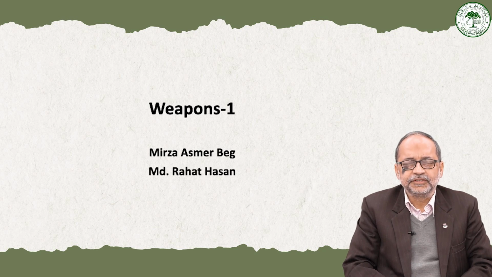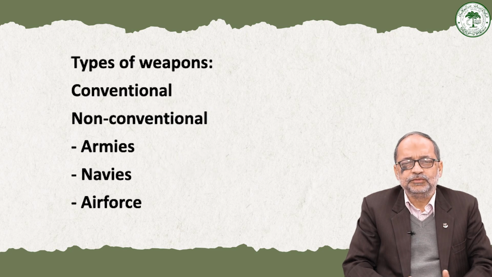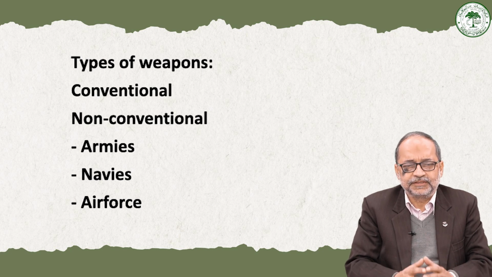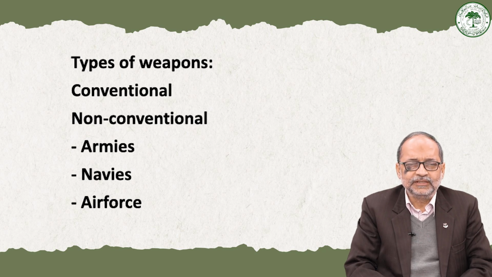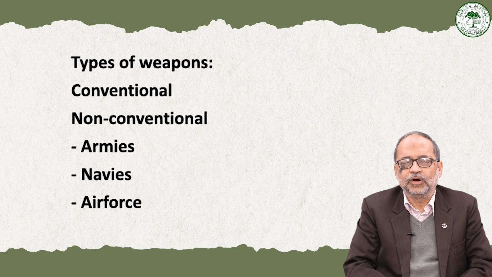In the previous sections, we have talked about war. Now, in these next two sessions, we will be talking about weapons. Broadly speaking, there are two categories of weapons. One is conventional weapons, the other is non-conventional weapons, or what we often call weapons of mass destruction. To start with, we will first talk about conventional weapons.